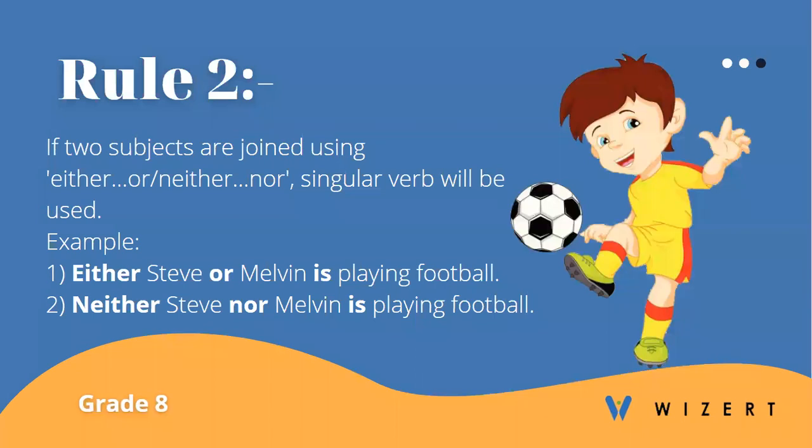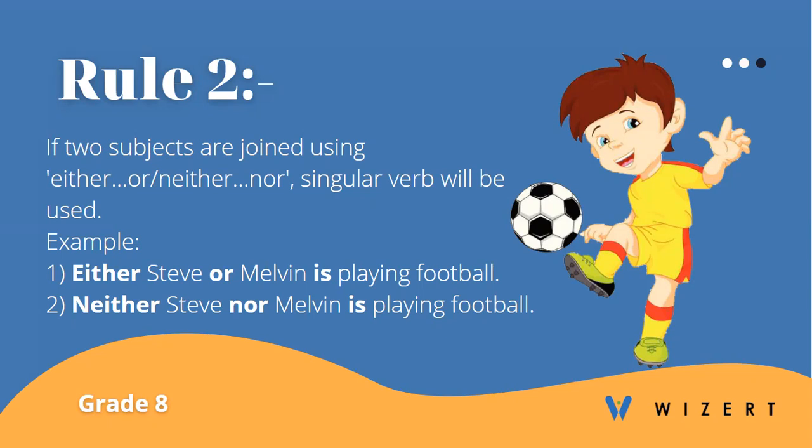Rule 2. If two subjects are joined using either or, neither nor, a singular verb will be used. It is important to know that we always have to use either or and neither nor as pairs in a sentence. Look at the first example. Either Steve or Melvin is playing football. This means that only one of them is playing football, which is why we are using a singular verb that is. Look at the second sentence.